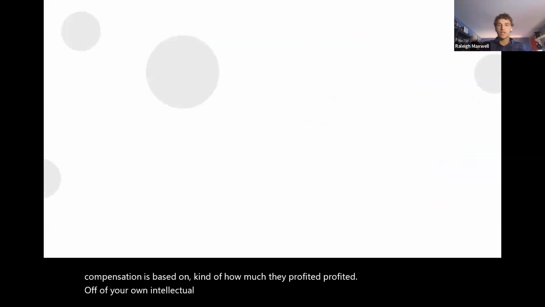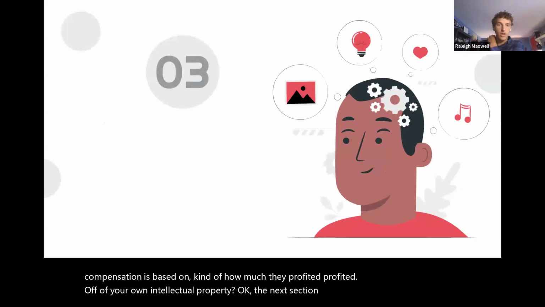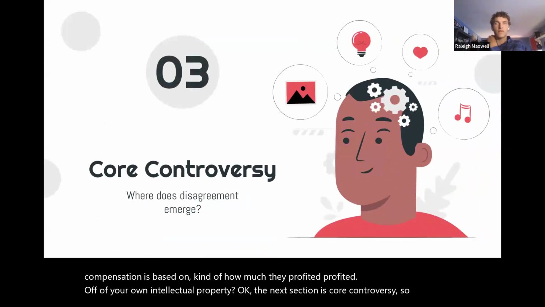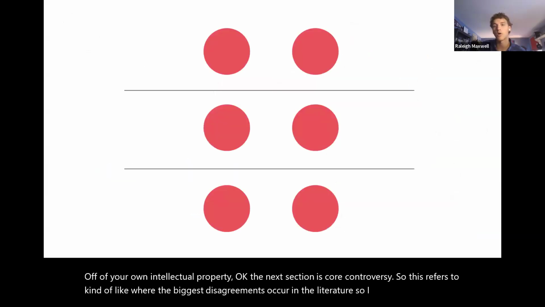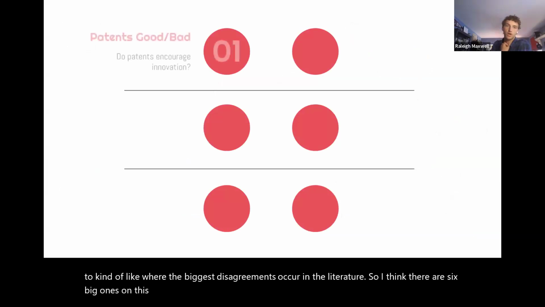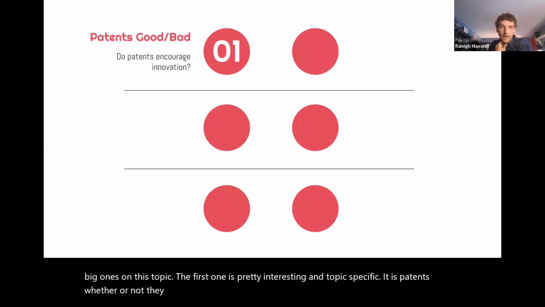Okay, the next section is core controversy. This refers to where the biggest disagreements occur in the literature. I think there are six big ones on this topic. The first one is pretty interesting and topic specific. It is patents, whether or not they are good or bad for innovation. So we're going to go through a few warrants on both sides of why they're good or why they're bad.